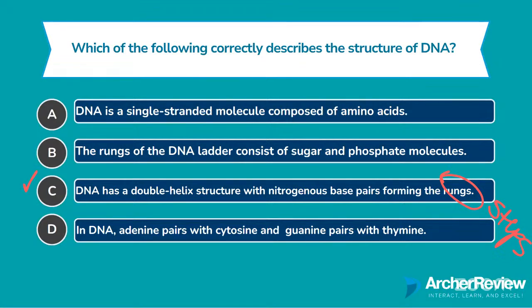What's wrong with them? A, DNA is a single-stranded molecule composed of amino acids. So there are two things wrong with A. First of all, it's double-stranded, not single-stranded. And it's not composed of amino acids, it's composed of nucleotides. Let's take a look at B. The rungs of the DNA ladder consist of sugar and phosphate molecules. No, the sides of the DNA ladder consist of sugar and phosphate molecules.